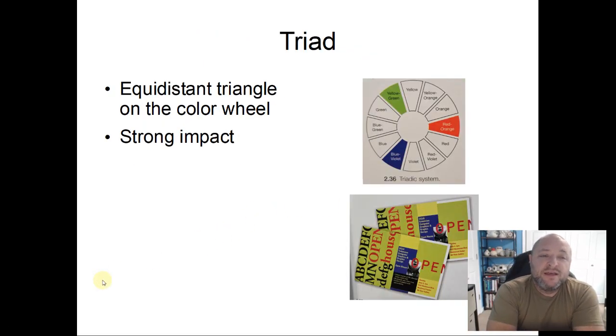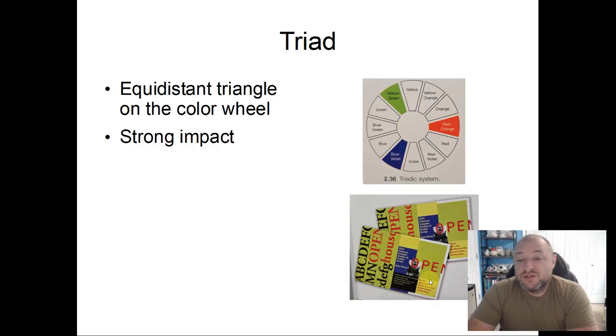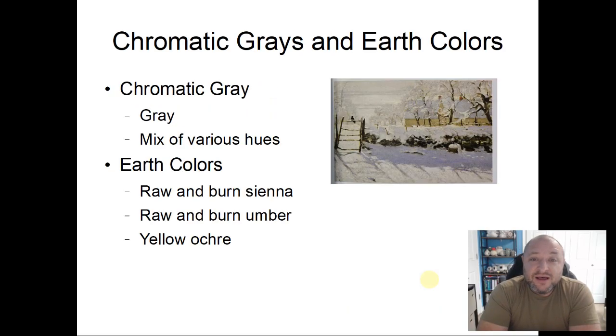A triad, I called it an equidistant triangle on the color wheel. I didn't like the way that the book defined it. That's just me. But you end up with colors that are really far apart. They're very strong, bold designs. And you can see from this example here with that red-orange, the blue, and then this set of yellow-green colors around here, they contrast with each other very highly. So you can get some really strong designs from that. But I don't consider them attractive to look at. It's open to interpretation, I guess.